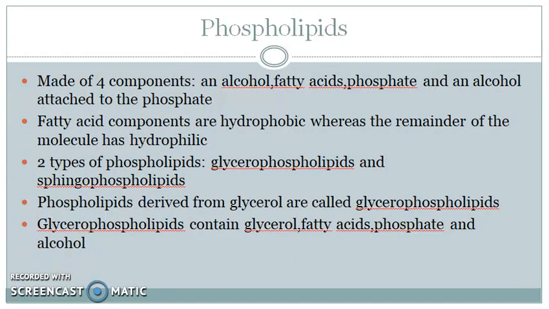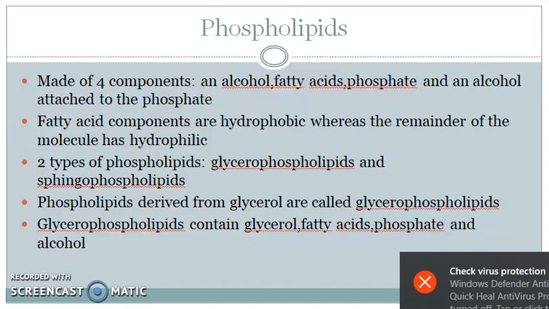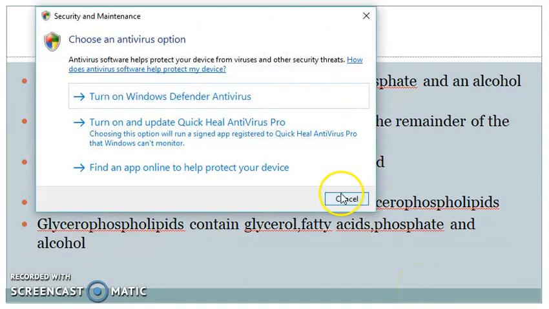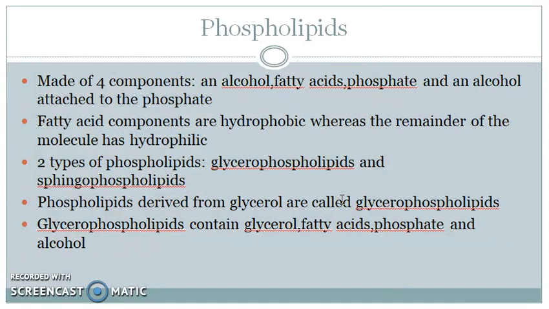Now coming to the first class, which is phospholipids. These phospholipids are made up of four components: an alcohol, fatty acid, phosphate, and an alcohol which is attached to the phosphate. So remember, there are four components for phospholipid. Now the fatty acid components are hydrophobic, whereas the remainder of the molecule is hydrophilic. So they love water, whereas the fatty acids hate water.